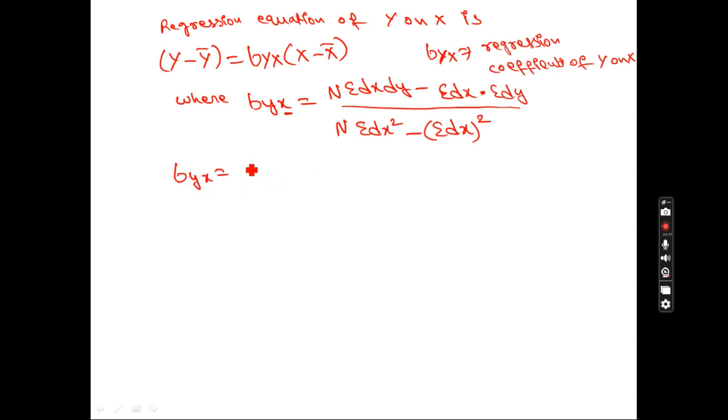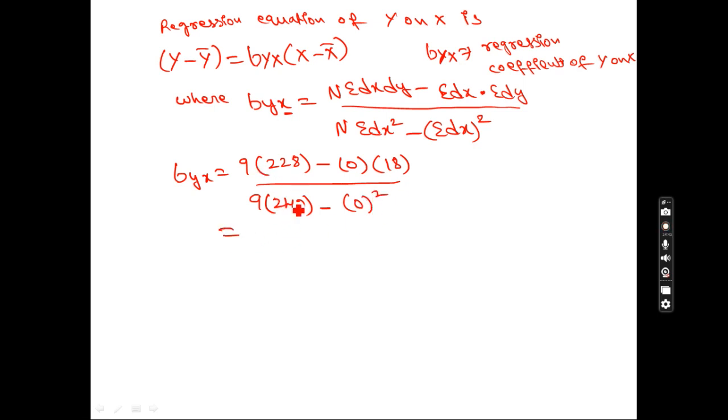b_yx is equal to, so n is nothing but 9. The dx dy total we already did in the previous problem. Sigma dx you are getting 0, and sigma dy you are getting 18. The next one is 9 into, so sigma dx dy you are getting 240, and minus, dx square is nothing but 0 square.